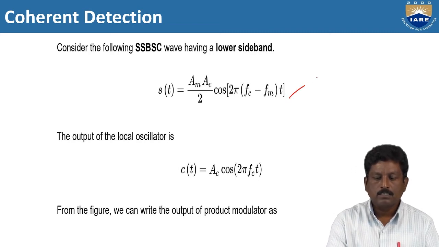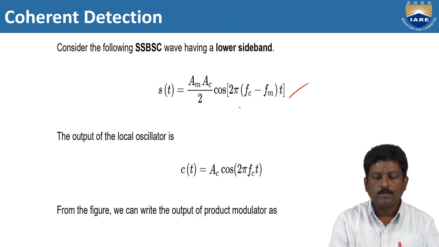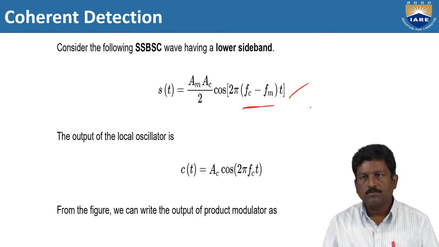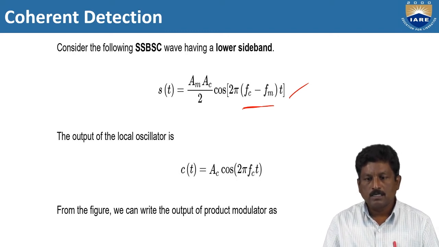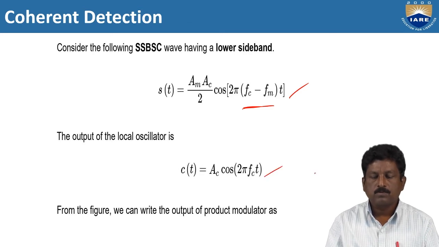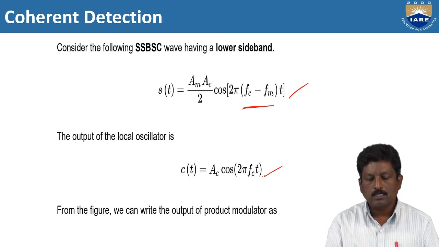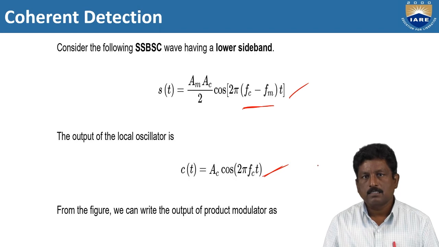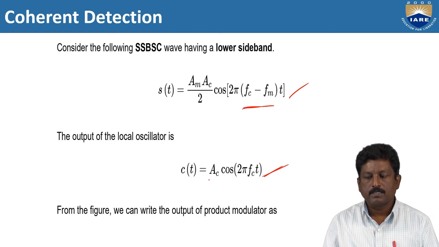The lower sideband is obtained from carrier frequency minus fm, which lies below the carrier frequency. For this case, we consider the carrier signal c(t) = Ac cos 2πfct. The received input signal s(t) is the lower sideband, Am Ac/2 cos 2π(fc − fm)t. Another signal is the local oscillator, which generates the carrier signal c(t) = Ac cos 2πfct.